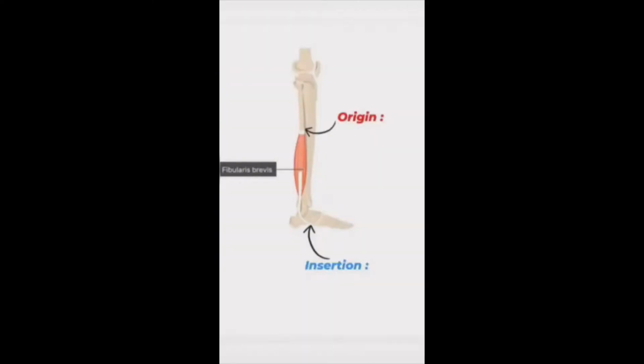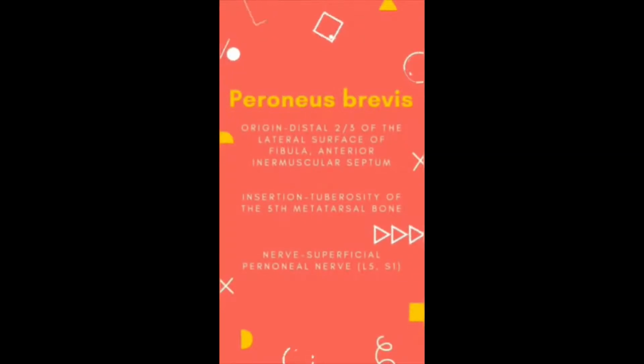Peroneus brevis. It originates from the distal two-thirds of the lateral surface of the fibula and anterior inner muscular septum. It is inserted at the tuberosity of the 5th metatarsal bone. It is supplied by the superficial peroneal nerve at 5th lumbar and 1st sacrum.